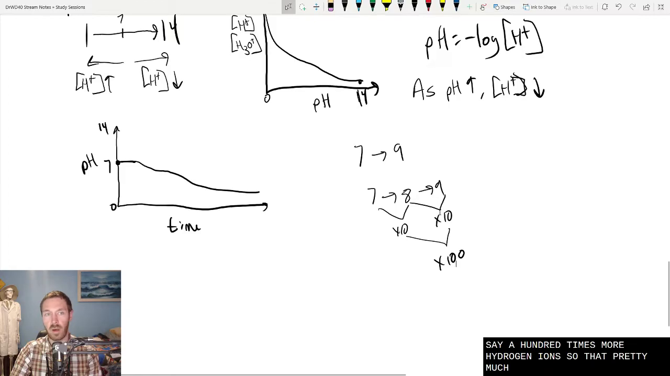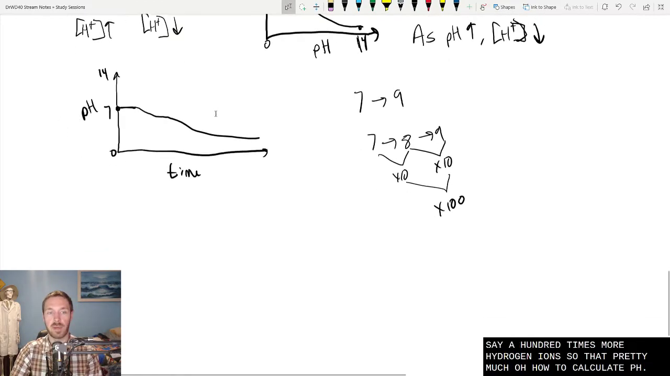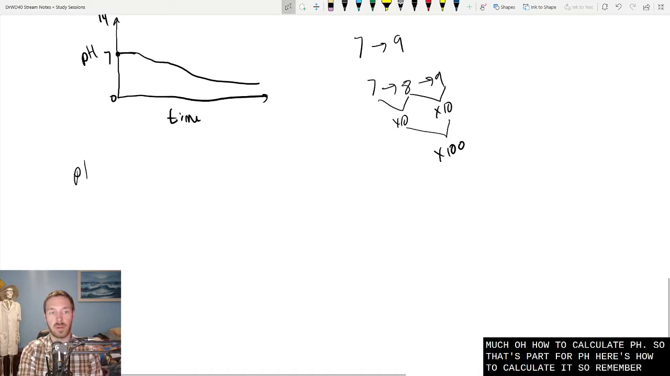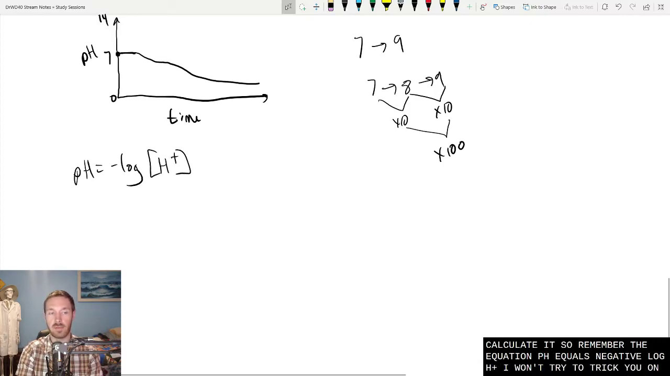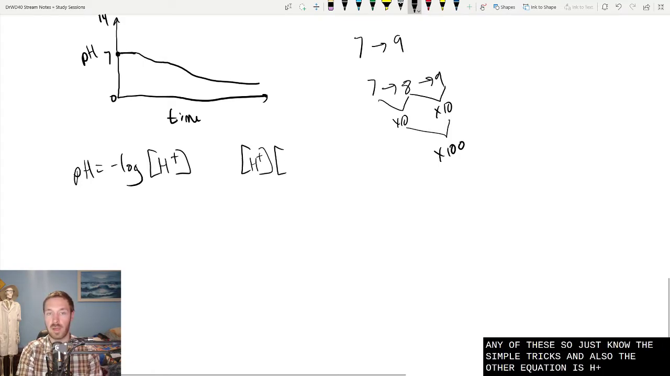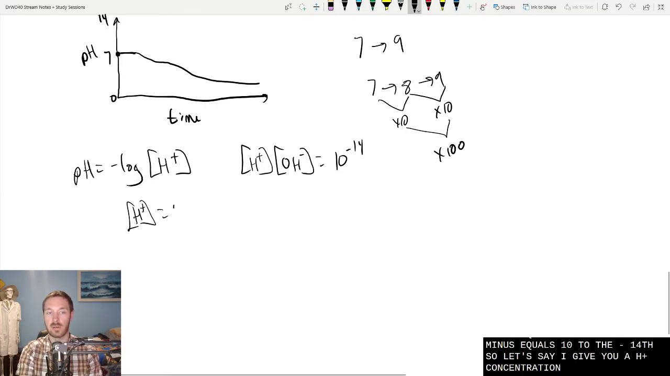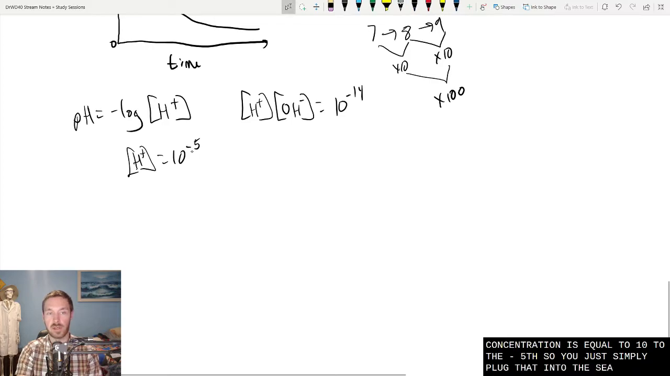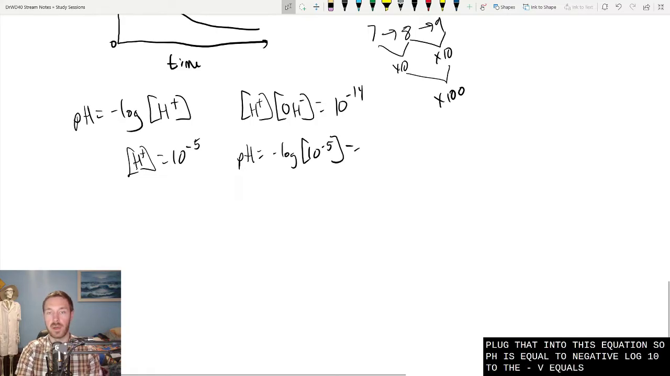So that pretty much covers how to calculate pH. So last part for pH here is how to calculate it. So remember the equation pH equals negative log of H plus. I won't try to trick you on any of these, so just know the simple tricks. And also the other equation is H plus times OH minus equals 10 to the minus 14th. So let's say I give you H plus concentration is equal to 10 to the minus 5th. So you just simply plug that into this equation. So pH is equal to negative log 10 to the minus 5th, which equals 5. So if you type that into your calculator, it gives you 5 as an answer.